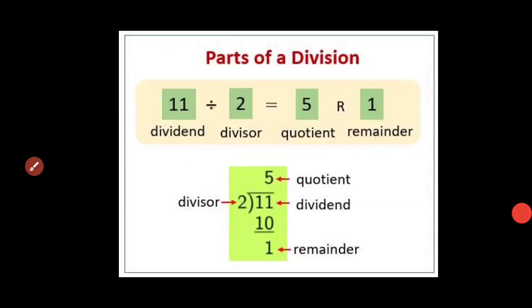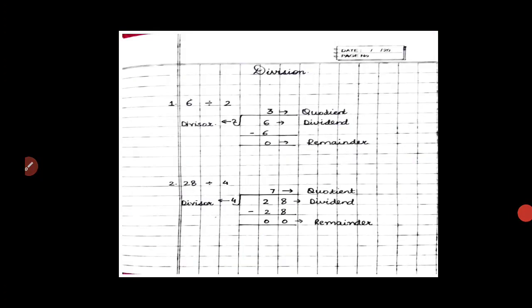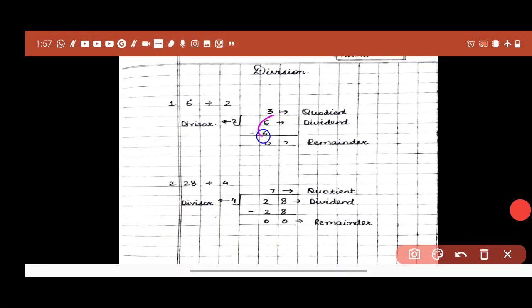Moving on. The classwork, children. The first question is 6 divided by 2. We have to make a house again. The bigger number inside the house and the smaller one outside. So just count the table of 2 and see whether 6 comes in the table of 2. Yes. By how much? By 3. 2 threes are 6. So we will write the number above and this answer below.